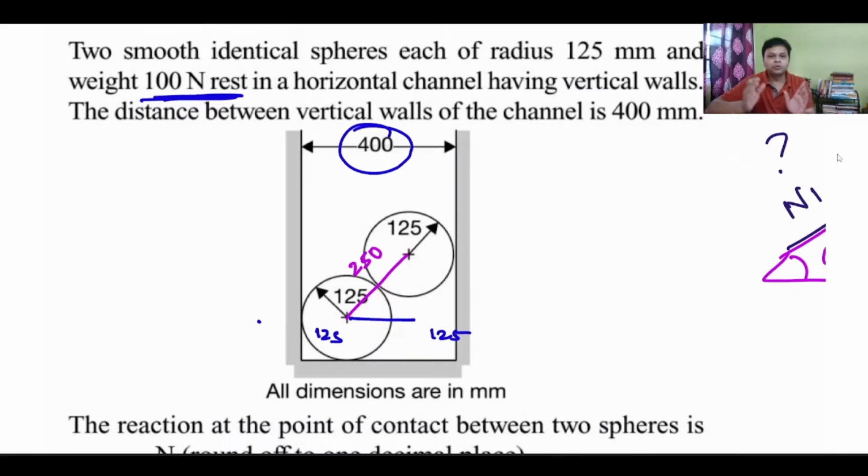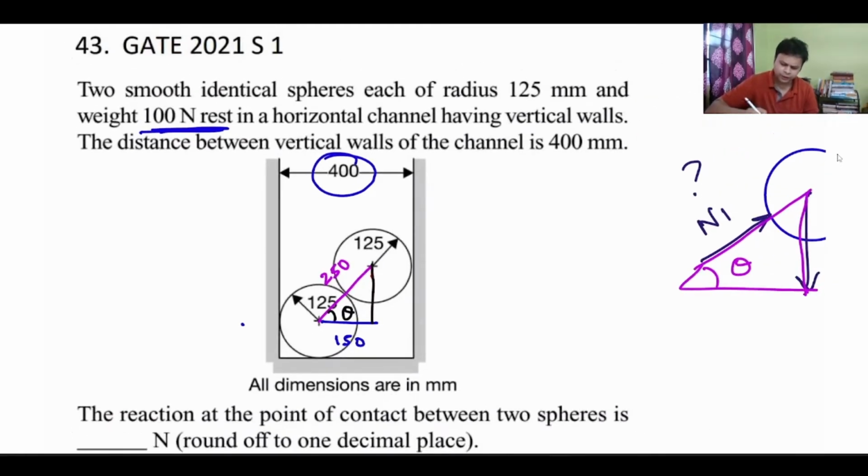So what will be the middle portion? 400 minus 125 minus 125, 400 minus 250, it is equal to 150. I hope you are able to understand, 150. So if I know these two, I don't require anything else. Right? I can definitely find out angle theta. In fact, I can find out what is sine of theta.